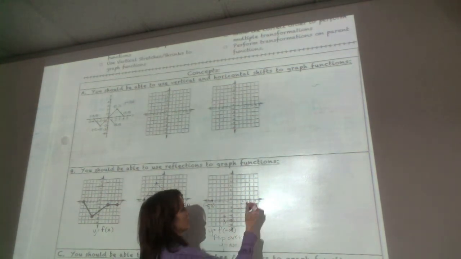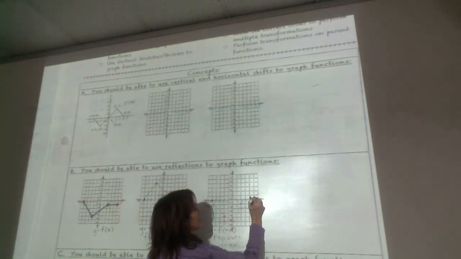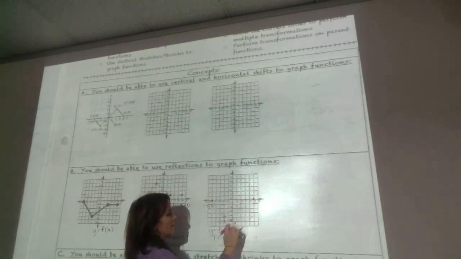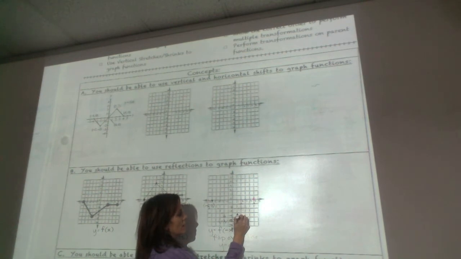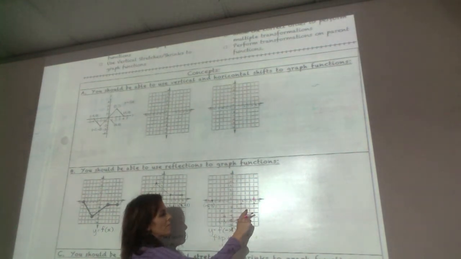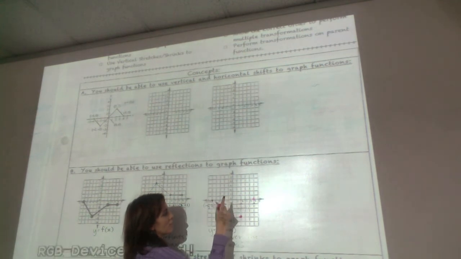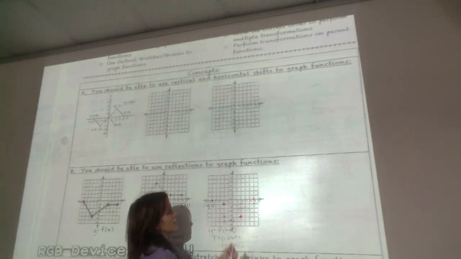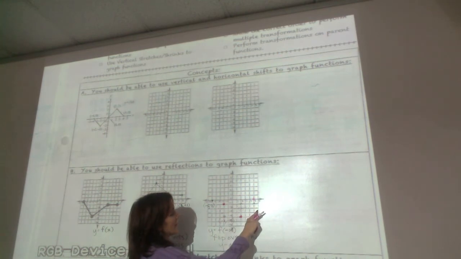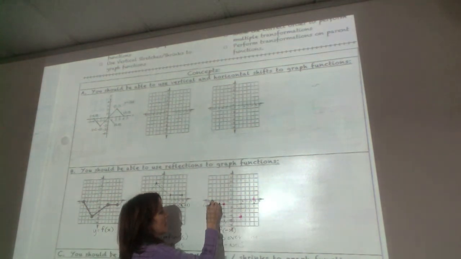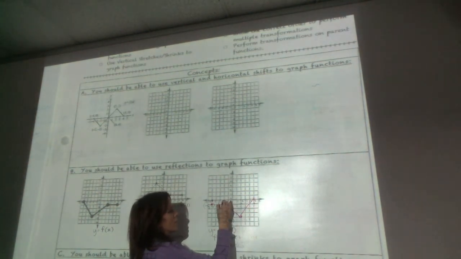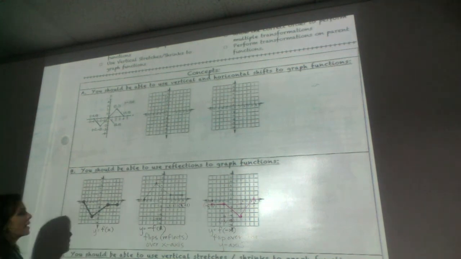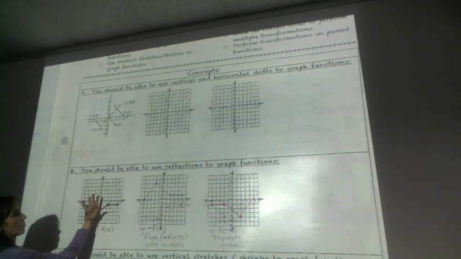I'm going to do that in a different color. So negative 5, 0 becomes positive 5, 0. Negative 2, 4 becomes positive 2, 4. 2, negative 1 becomes negative 2, positive 1. All right, and 5, negative 1 becomes negative 5, positive 1. And so our new graph looks like I've taken this graph and just flipped it over the y-axis.